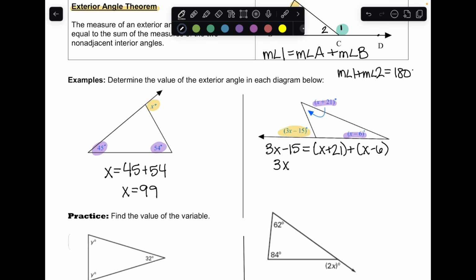So let me combine like terms on the right-hand side. X plus x is 2x. 21 minus 6 is 15. And now I'll start moving across my equal sign. I'll subtract 2x over. I'll add 15. And I end up getting that x is equal to 30.